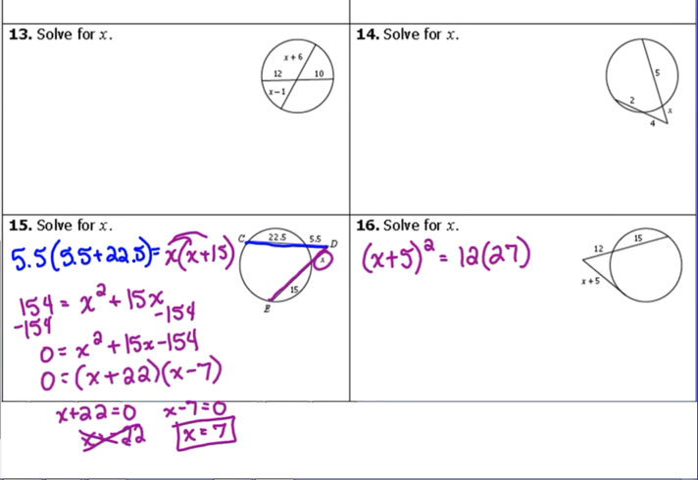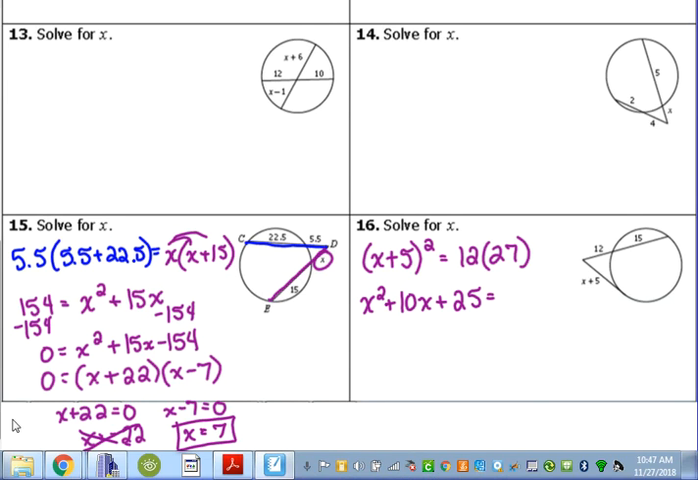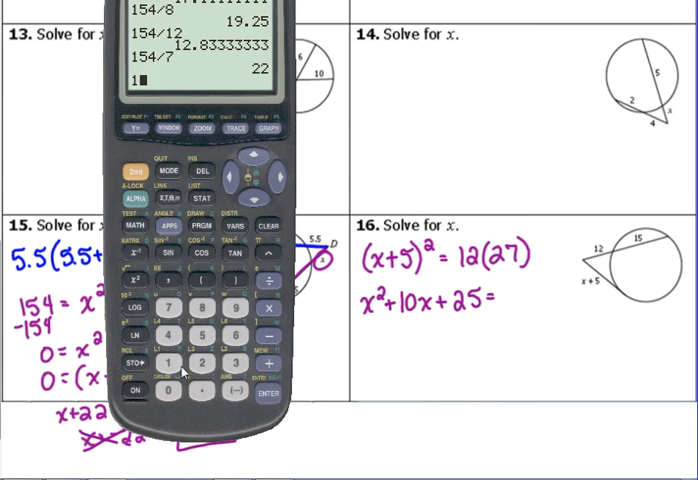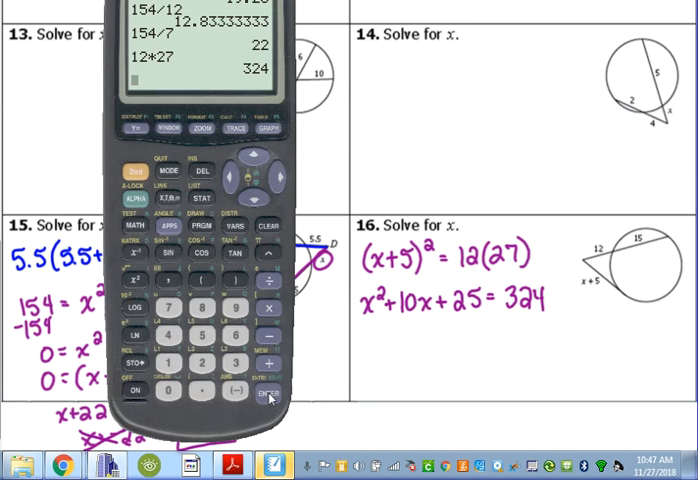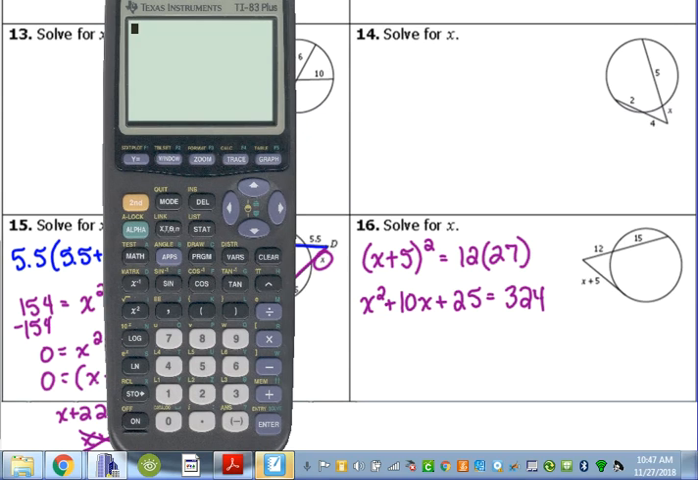X plus 5 squared. How do we handle that? Oh, that is not x squared plus 25. It is x plus 5 times x plus 5. So that is x squared plus 10x plus 25 is equal to whatever 12 times 27 is. 324. Okay, now we're in the same boat we were just in. It's a quadratic. It's got to be equal to 0, and you got to factor. Okay, so I'll let y'all finish out number 16, and then I want you to go back and start working on the problems that we did not do as examples.